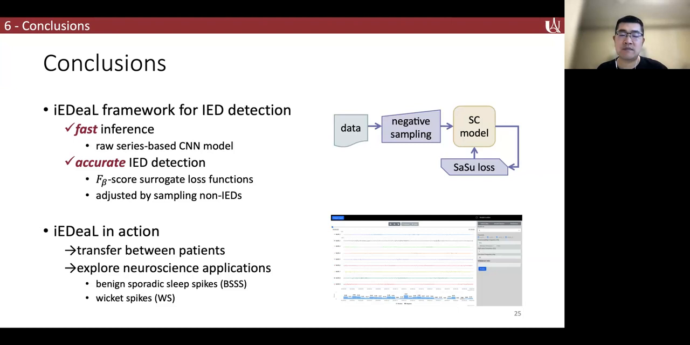Some future work could be how we can more wisely transfer the knowledge of the model between different patients, because IEDs can be quite different between patients. Second, based on our software, we want to explore more neuroscience applications, for example, whether we can detect other complex patterns like benign sporadic sleep spikes or some like decade spikes.